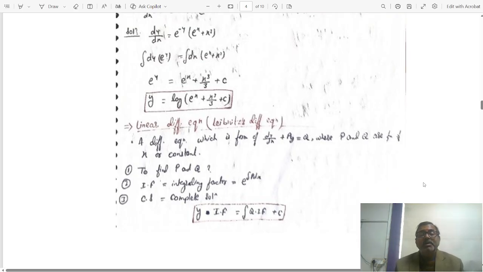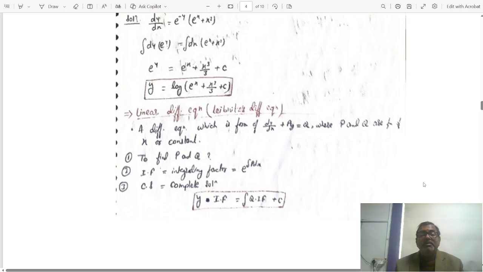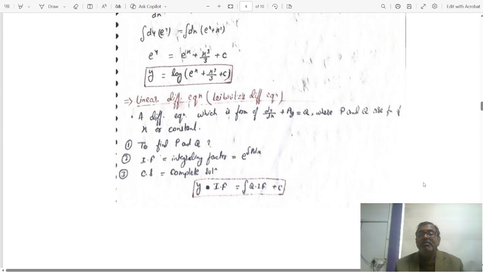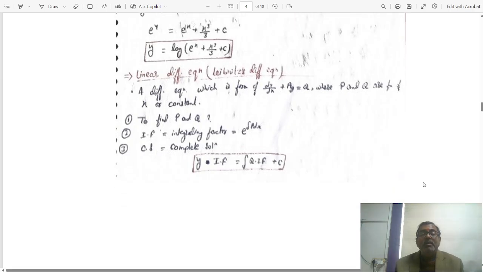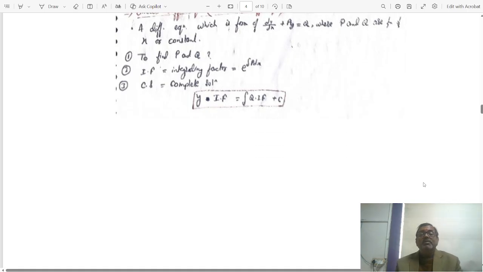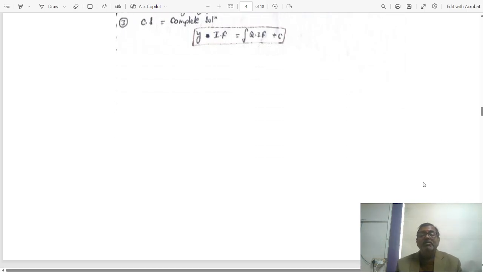Now another method is the linear differential equation or Leibniz differential equation. A differential equation of the form dy/dx + Py = Q, where P and Q are functions of x or constants. So first we find the values of P and Q on comparing the given equation. Then we find the integrating factor e^(∫P dx). Then the complete solution is y × IF = ∫Q × IF dx + c. So that is the working process to find the solution of Leibniz differential equations.